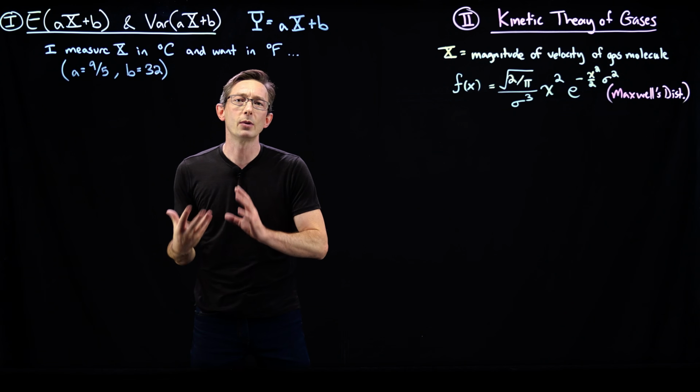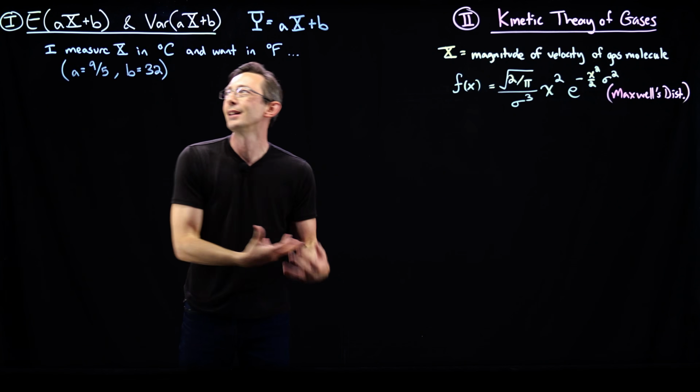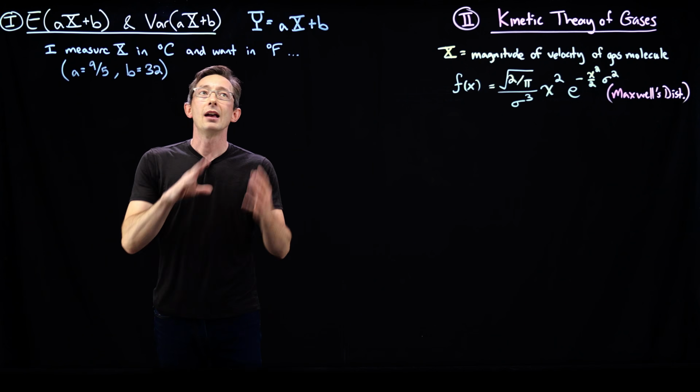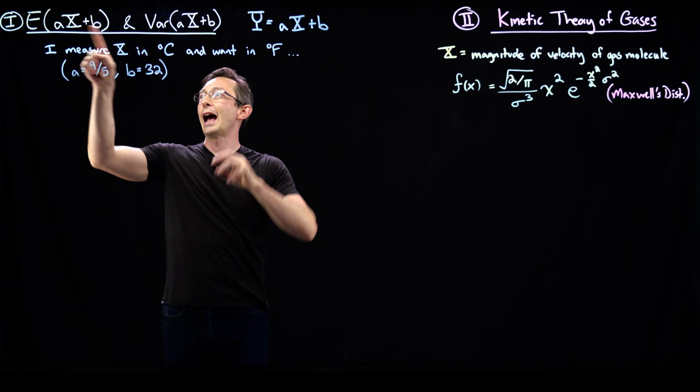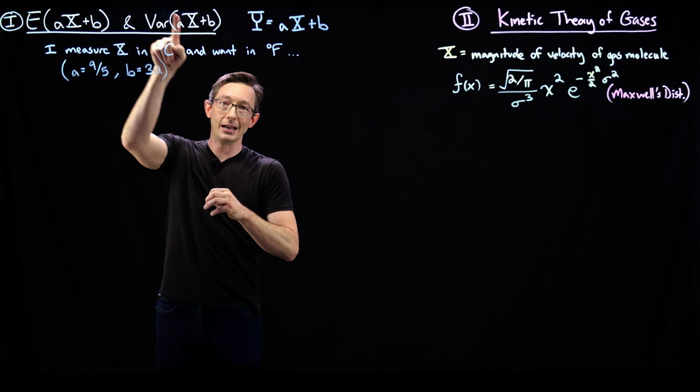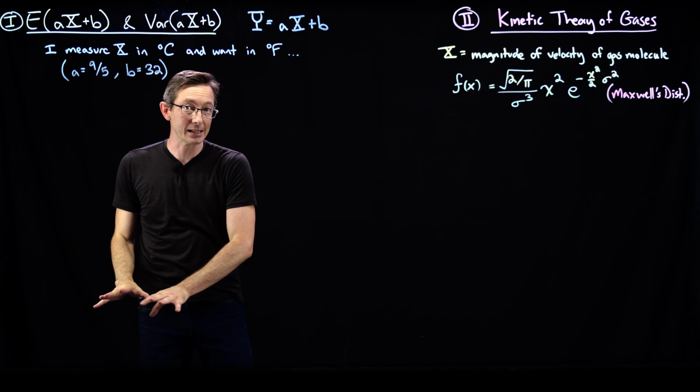And this is important because we want to know, if I change units, do I have to recompute everything? And if I change units and offset, how does that change this expectation and variance? So this is kind of an easy example.